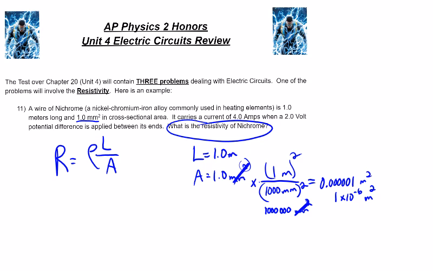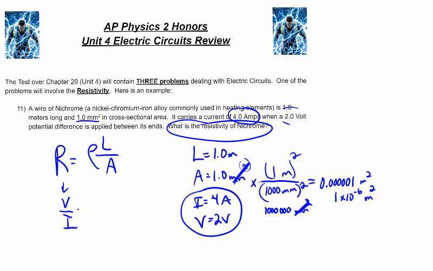Then I keep going. It carries a current of 4 amps when 2 volts is across it. So I've got a current of 4 amps. I've got a voltage of 2 volts. I don't want that. I want R. But since R also equals voltage over current, we could put that in here like so.